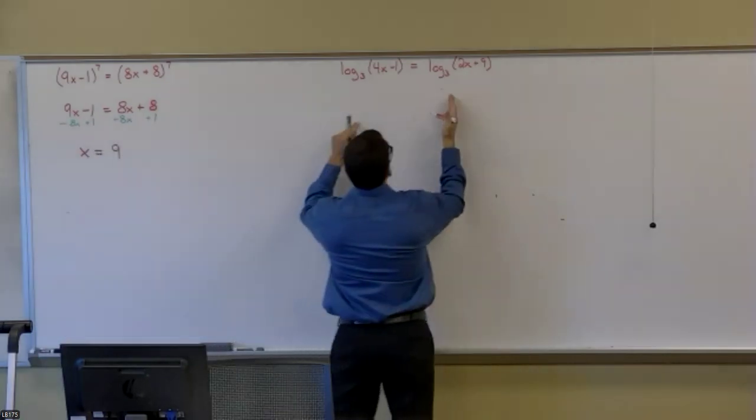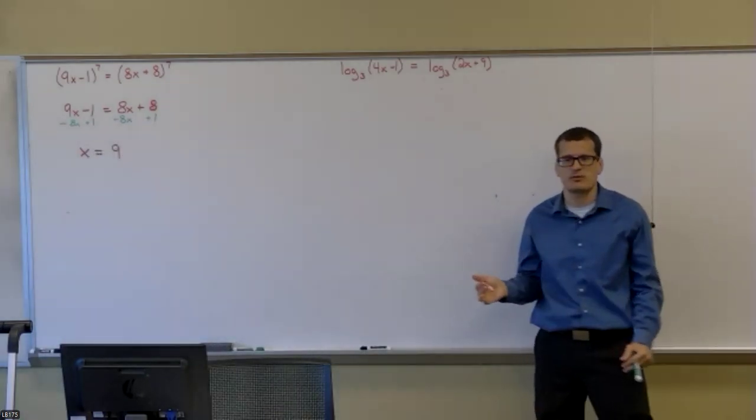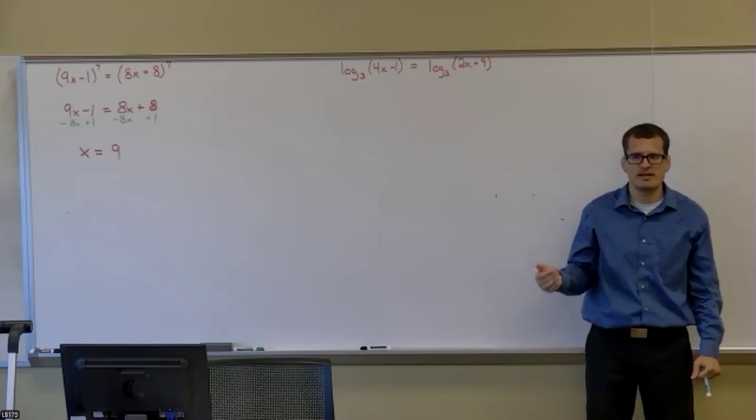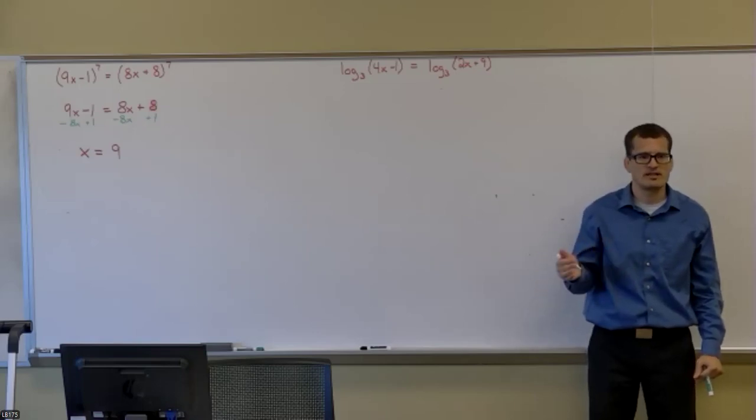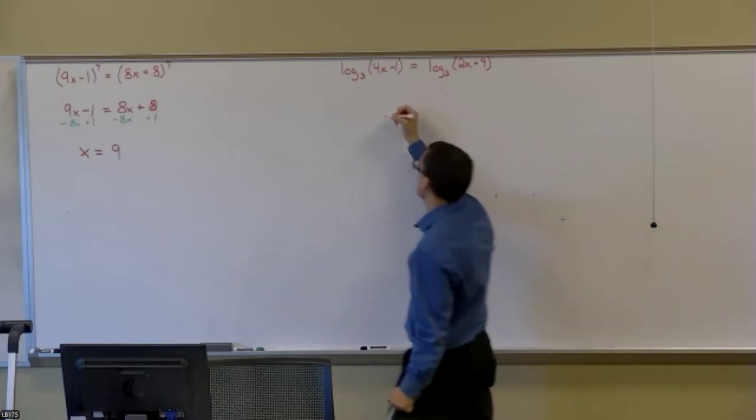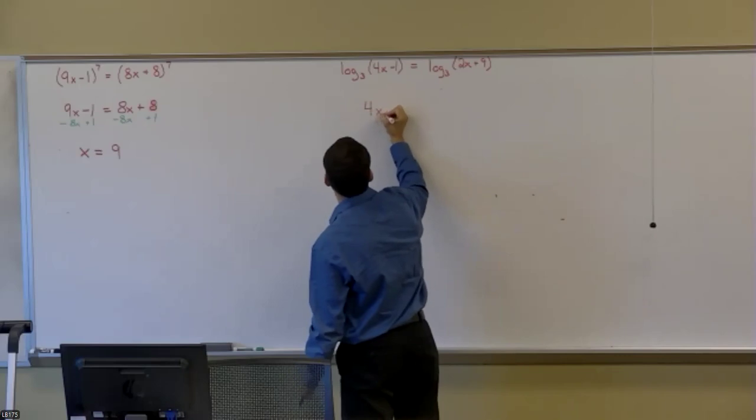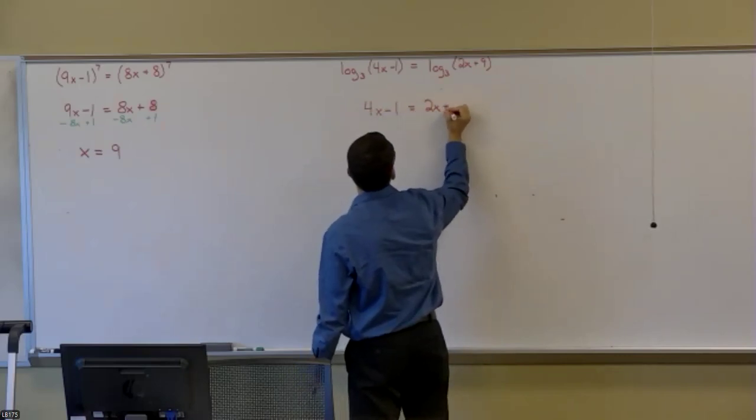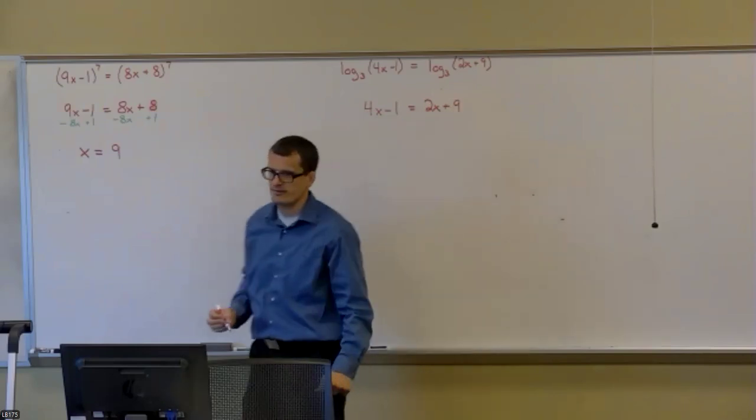Same principle over here that we had with exponential equations. We have logarithms set equal. They have the same base. Therefore, the arguments inside the logarithms have to be equal. So 4x minus 1 has to be equal to 2x plus 9 in this case.